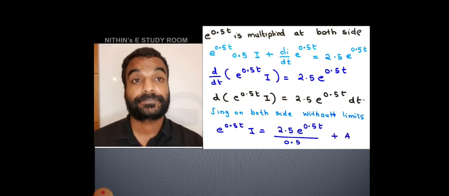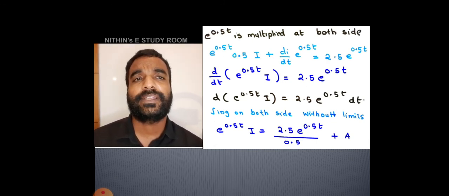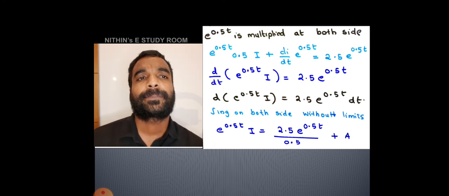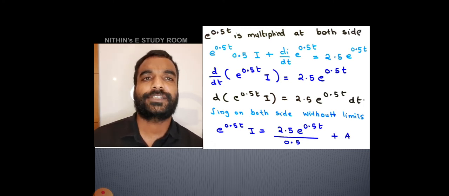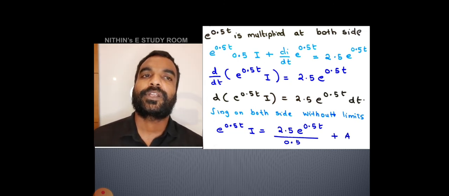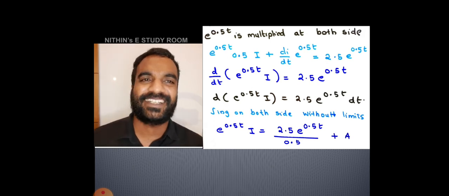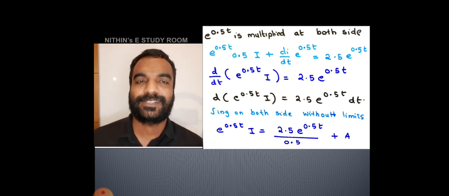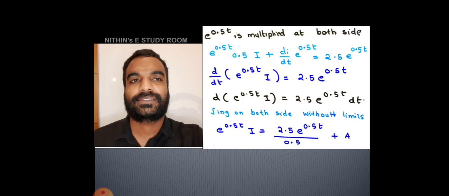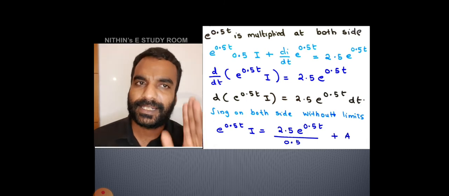Now, e raised to 0.5t is multiplied on both sides. So, e raised to 0.5t into 0.5i plus di by dt into e raised to 0.5t is equal to, on the right hand side, 2.5 into e raised to 0.5t. Now the multiplication is over. It will definitely be in the standard form, the differential of two things, the basic variable and the exponent. In all such derivations, it will appear like this only.